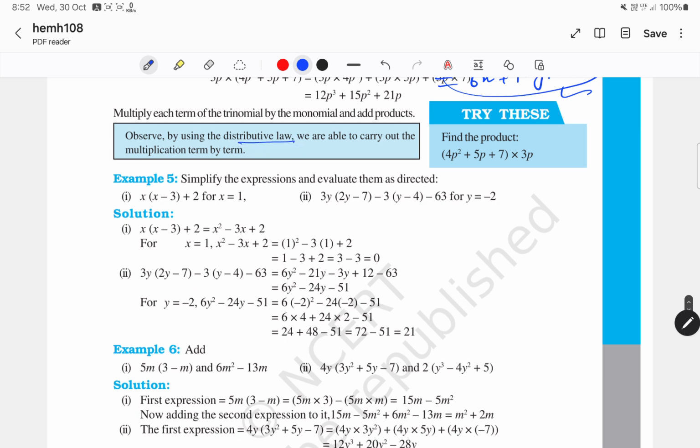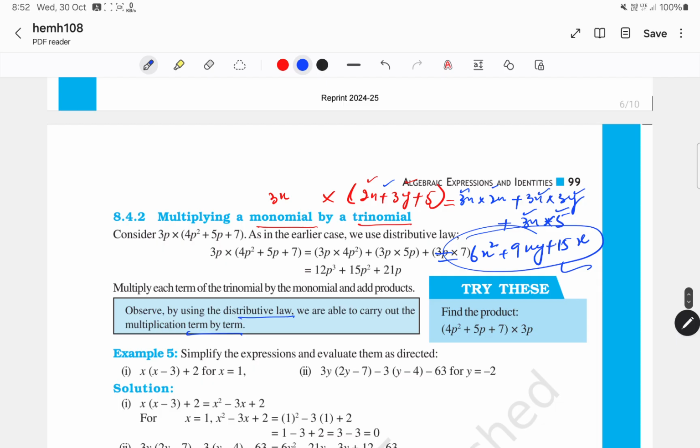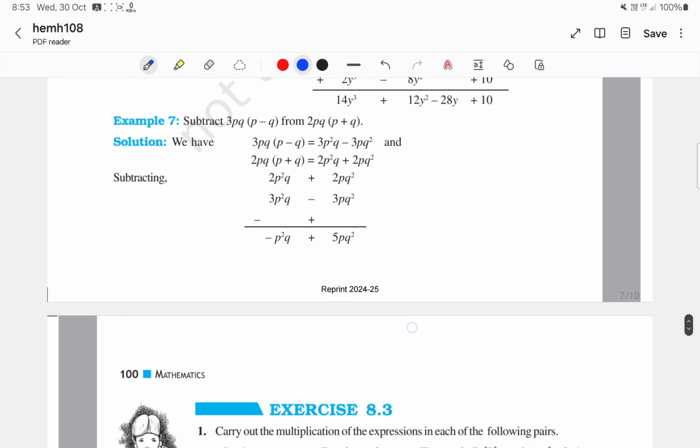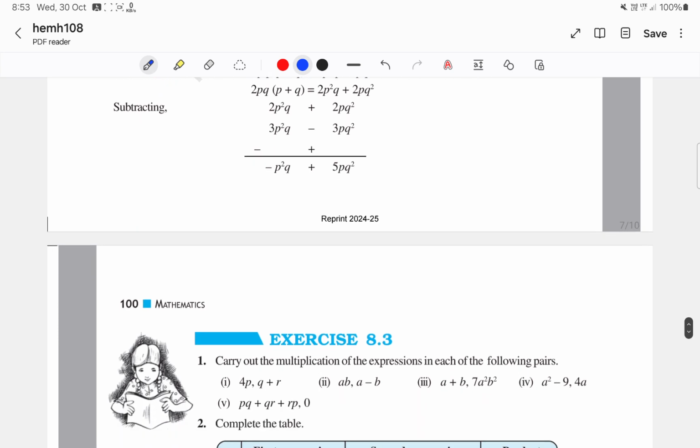Here, by using the distributive law, we are able to carry out the multiplication term by term. Here it is said that this 3x is common to both, so we can multiply it individually. First 3x is multiplied with the first term of the trinomial, then 3x is multiplied with the second term of the trinomial, then 3x is multiplied with the last term of the trinomial, and then we find the answer. So here are examples which you can write in your own way.